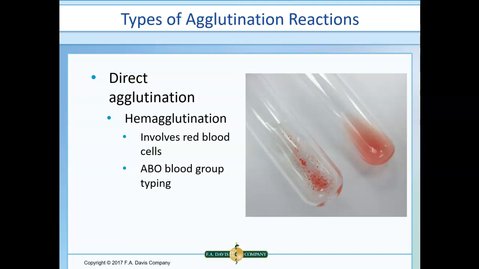Direct agglutination, hopefully this looks familiar from our lab that we did in class week 5, but this is direct hemagglutination. It involves red blood cells, and the example of this would be ABO blood group typing, which is what you're going to be doing for your virtual lab this week.